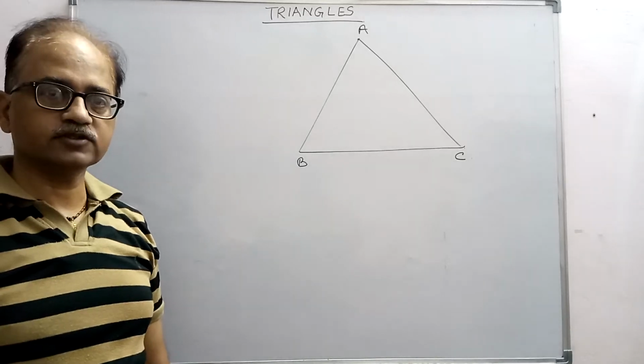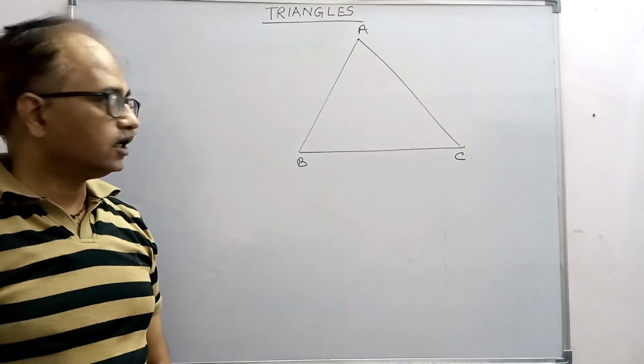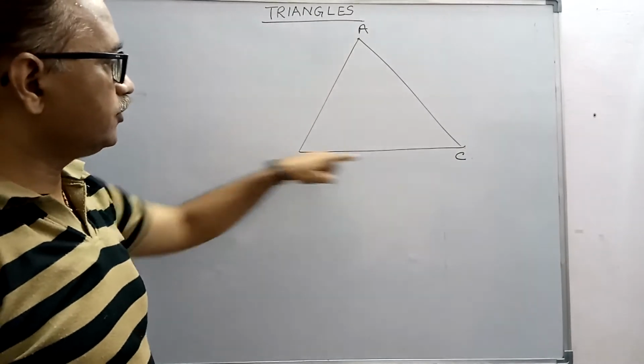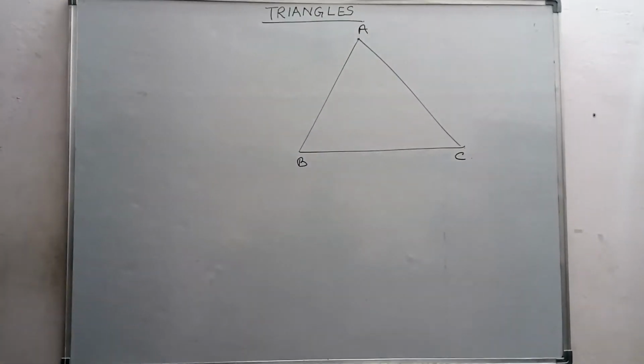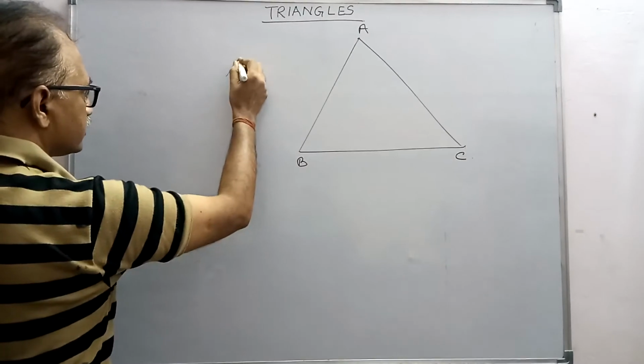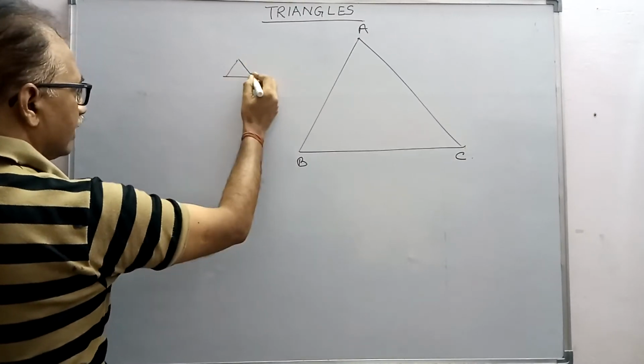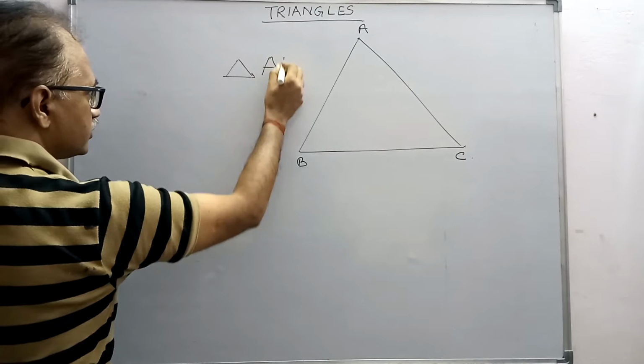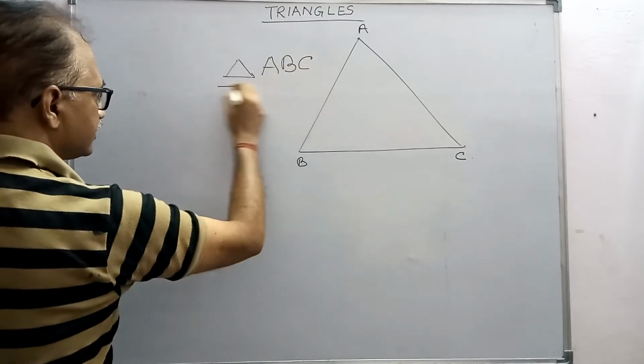Class 9, chapter Triangles. A triangle is a polygon ABC with three vertices and three edges. The three edges are AB, BC and CA, and the three vertices are capital A, capital B and capital C. The symbol of a triangle is this delta. We write delta, then we write ABC. This represents triangle ABC.